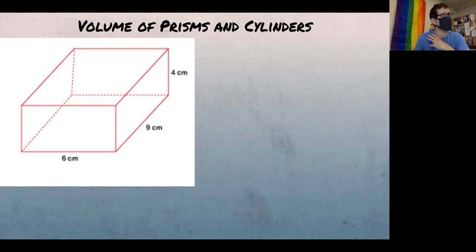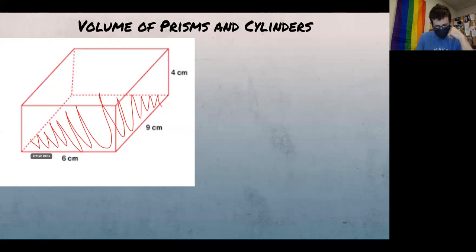Rectangular prism. There we go. And rectangular prisms are interesting in that with some of our prisms, certain faces have to be the base. And we're going to see that in our next example. But with this one, it doesn't matter which one we call the base.